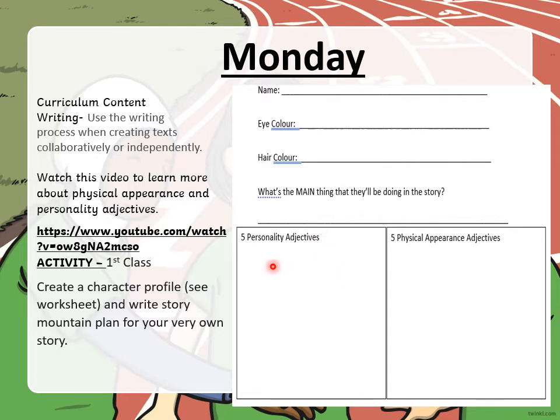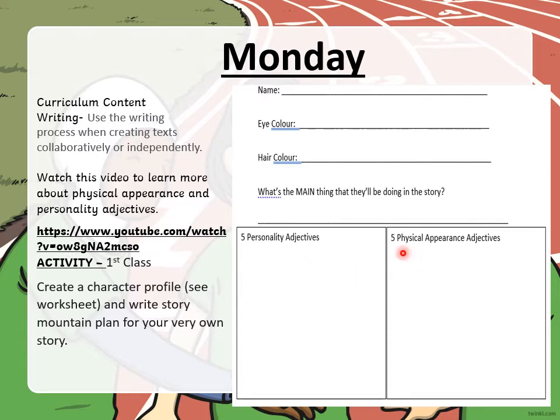Then I just want you to list 5 personality adjectives for your character. Personality means all about what the person is like on the inside. They're traits that you cannot see. So for example, are they kind or are they mean? Are they shy or are they confident? Are they quiet or are they loud? Are they clever or are they foolish? Those are all different types of personality adjectives.